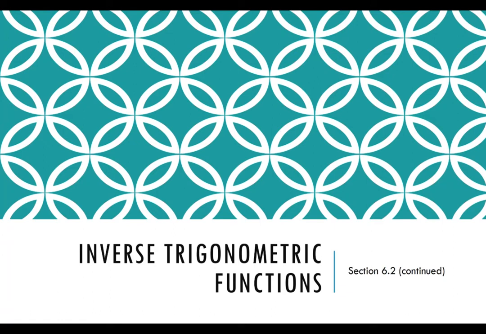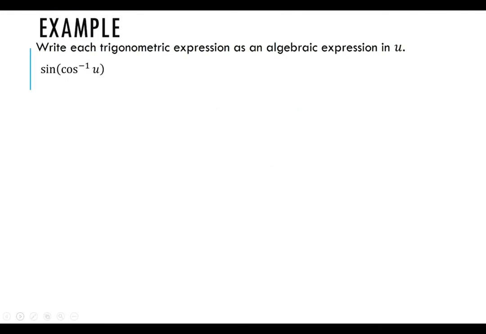Continuation of section 6.2, inverse trigonometric functions. Let's consider that I have something like this, sine of cosine inverse of u. And somebody tells me, write each trigonometric expression as an algebraic expression in u. What are we supposed to do?